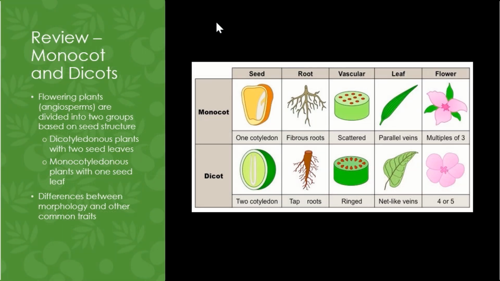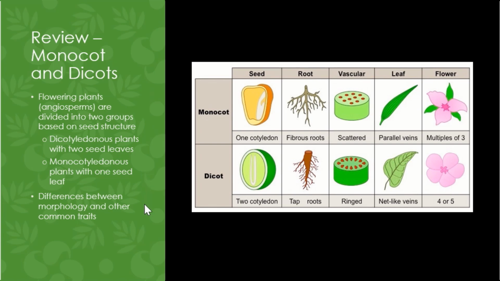Before moving on, we're going to review the difference between a monocot and a dicot. So as we've discussed in previous lectures, they're flowering plants, and they're both divided into two groups based on their seed structure. Dicot plants are plants that have two seed leaves. Monocot plants are plants that have one seed leaf.